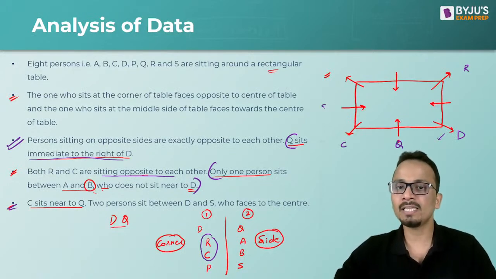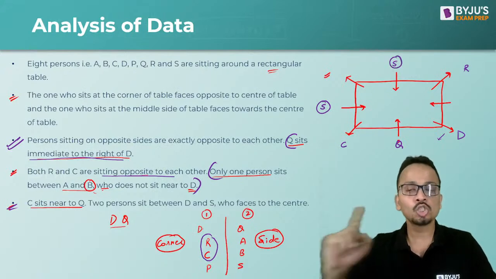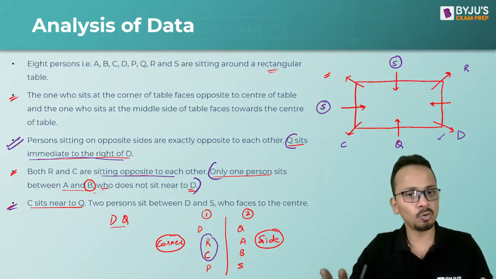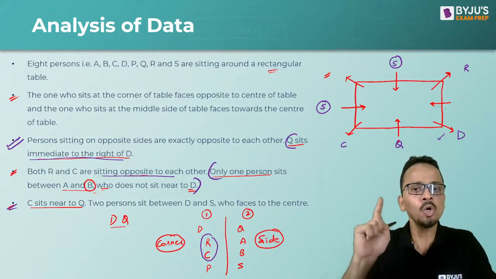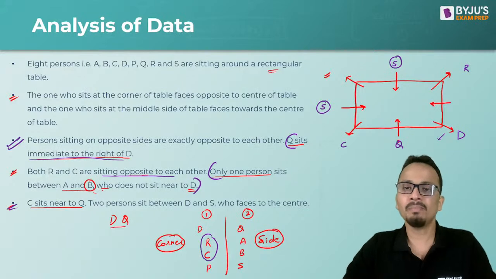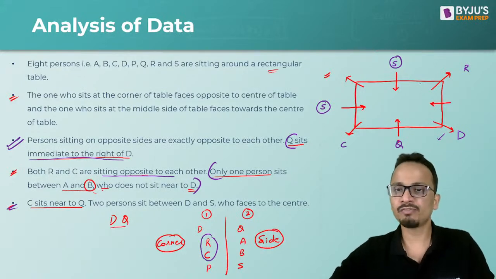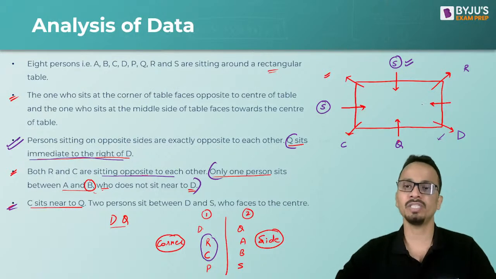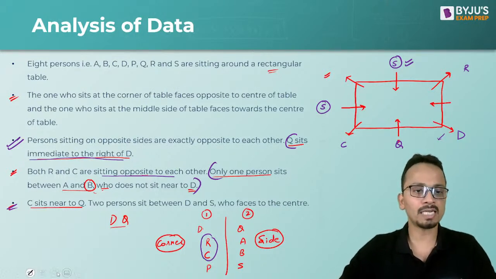So S will either sit at this place or sit at this place, so that there will be two persons sitting between D and S. Okay. Next, only one person sits between A and B. Now, if S will sit at this place, A and B will have to sit opposite to each other and there will be three persons between them. So S cannot sit at that place where I have put a tick mark.